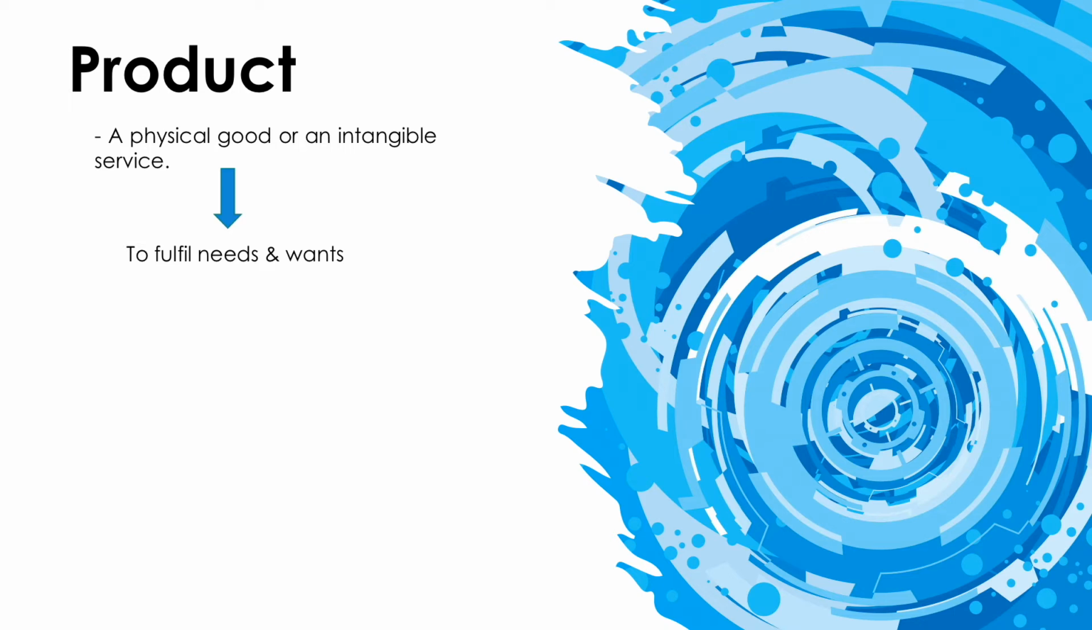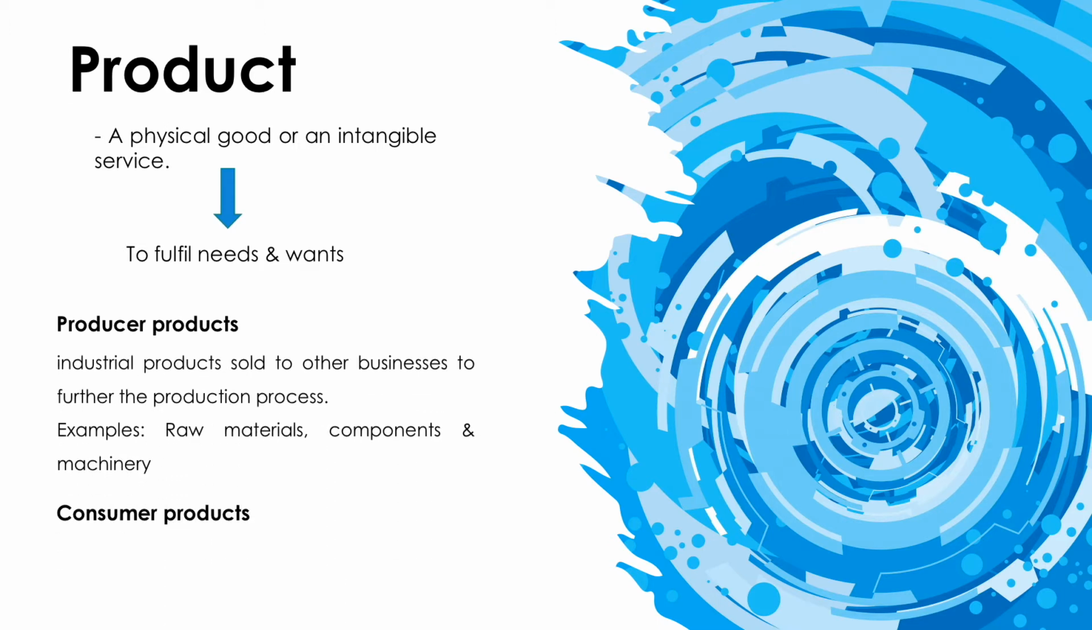The marketing strategy used by a business will depend on the type of product in question, and usually there are 2 types of product: producer products and consumer products. Producer products are industrial products sold to other businesses to further the production process, such as raw materials, components, and machinery, whereas consumer products are products that are sold to the end user, or in essence, us or you as a private individual.